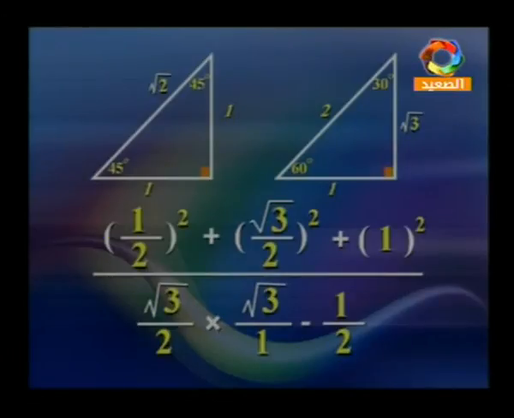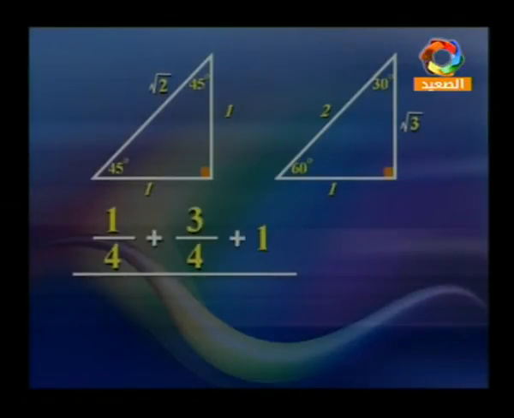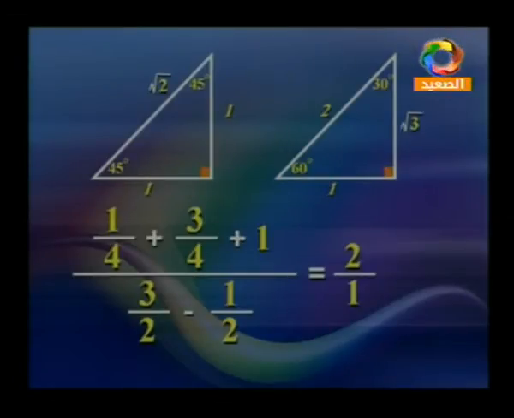Now, half to the power of 2 will give a quarter, plus square root 3 over 2 all to the power of 2 will give 3 quarters, plus 1 over, what about root 3 over 2 times root 3 over 1? It is going to be 3 over 2, minus sine 30, which is half. So you are going to find a result as 2 over 1, which is equal to 2.